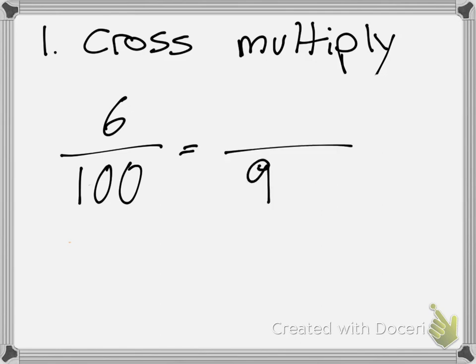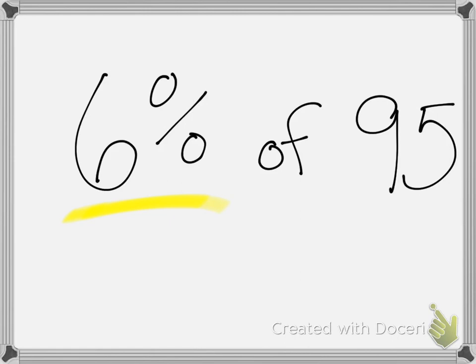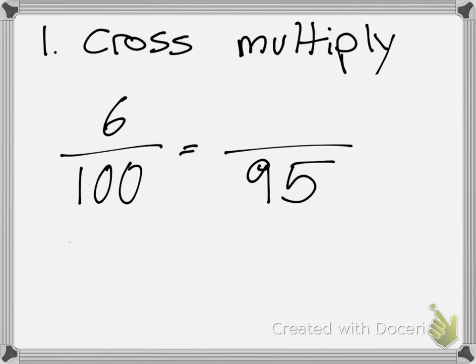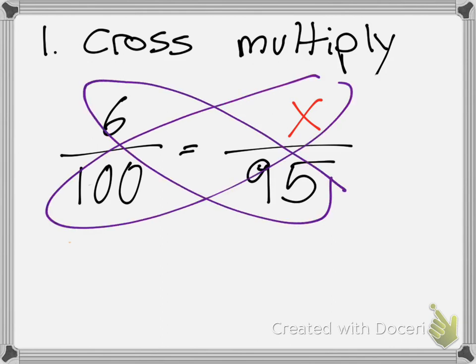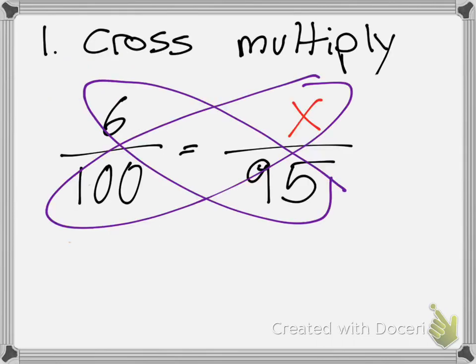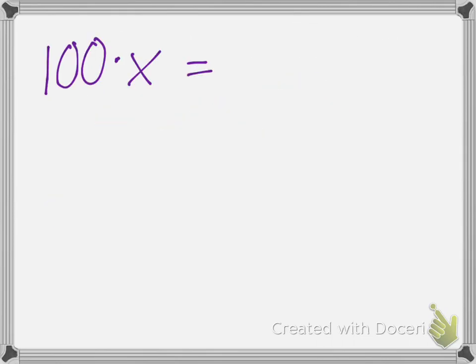We know our bottom is 95 because we're trying to find it of 95. But we don't know what our top is. Now, the first way we do it with cross multiplication is we do it like this, like our butterfly math. So we solve it. We get 100 times x is just 100x. And then 6 times 95, if we did the math, we'd get 570.